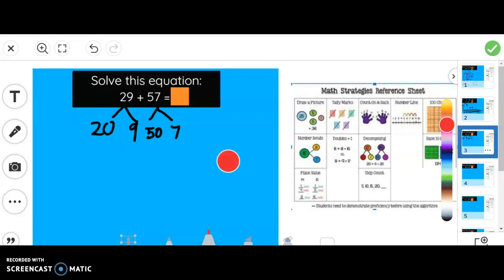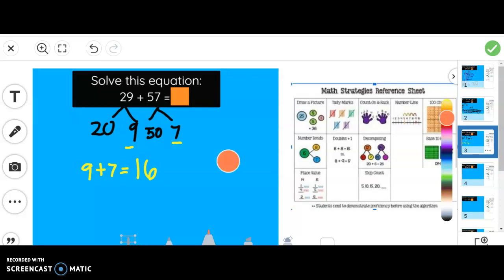Now I'm going to start by adding my ones together. 9 and 7. 9 plus 7 equals 16. I know because if I take 1 from the 7 to give it to the 9, I get 10, and then I have 6 left. I could also count up by going 9, 10, 11, 12, 13, 14, 15, 16.